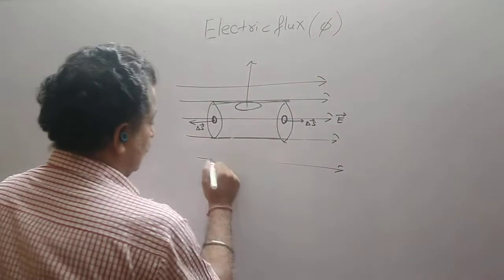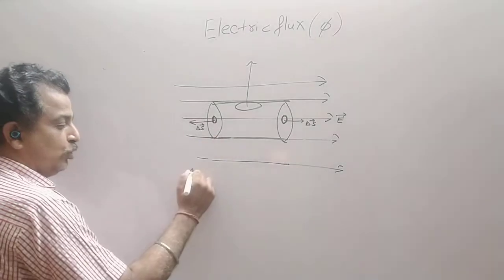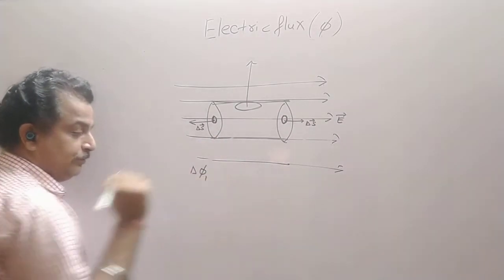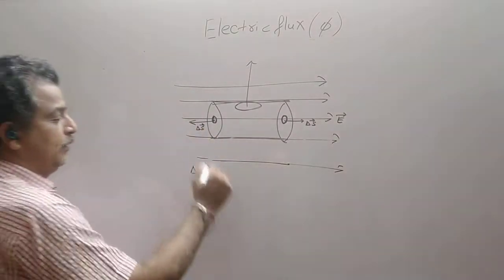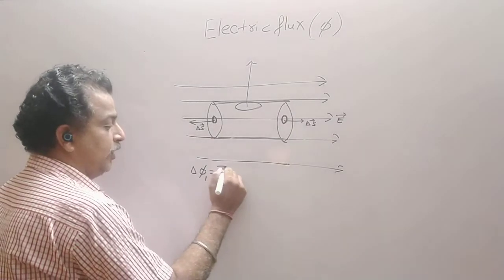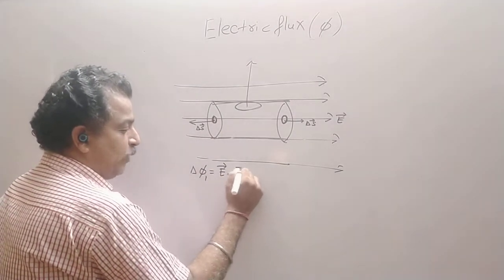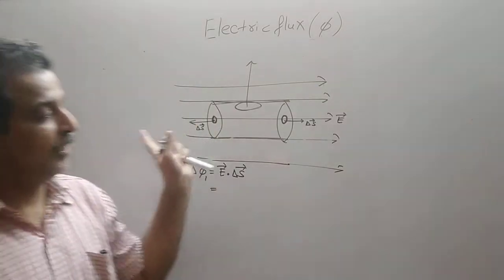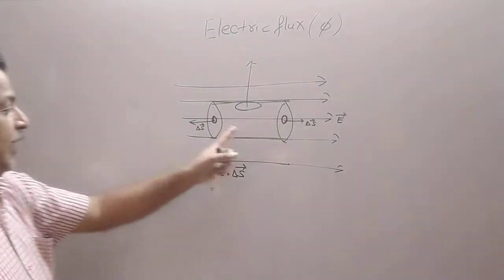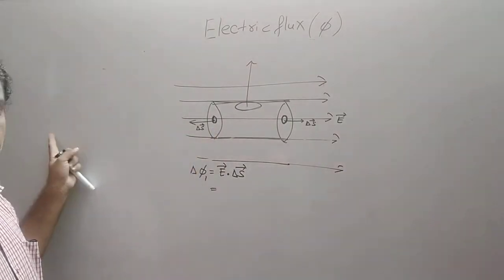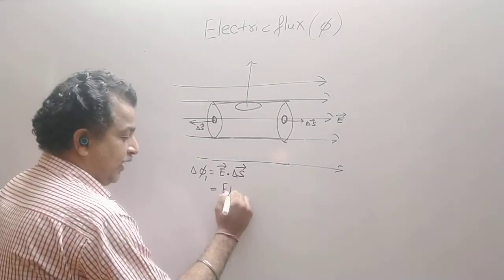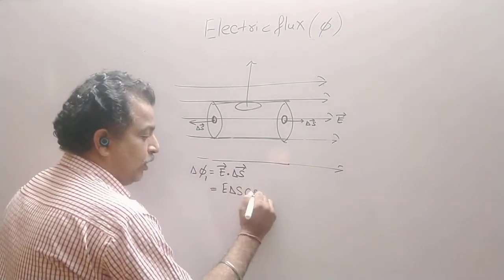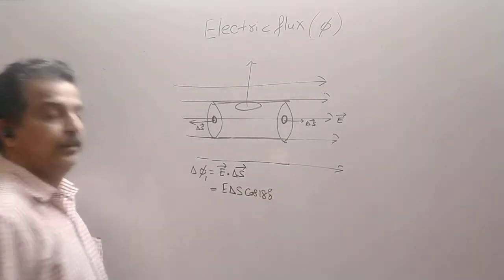Let the flux associated with this cross section be delta phi 1. So this can be written as per our definition, E dot delta S vector. This is equal to, now what is the angle between them? E vector is along x-axis. Delta S is along negative x-axis. So this can be written as E delta S cos of 180 degree.